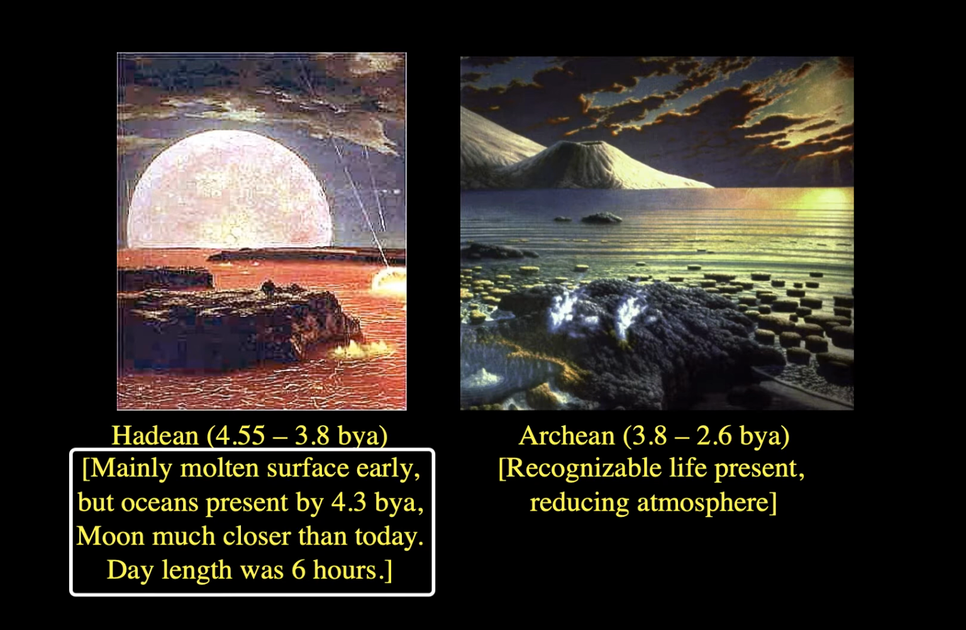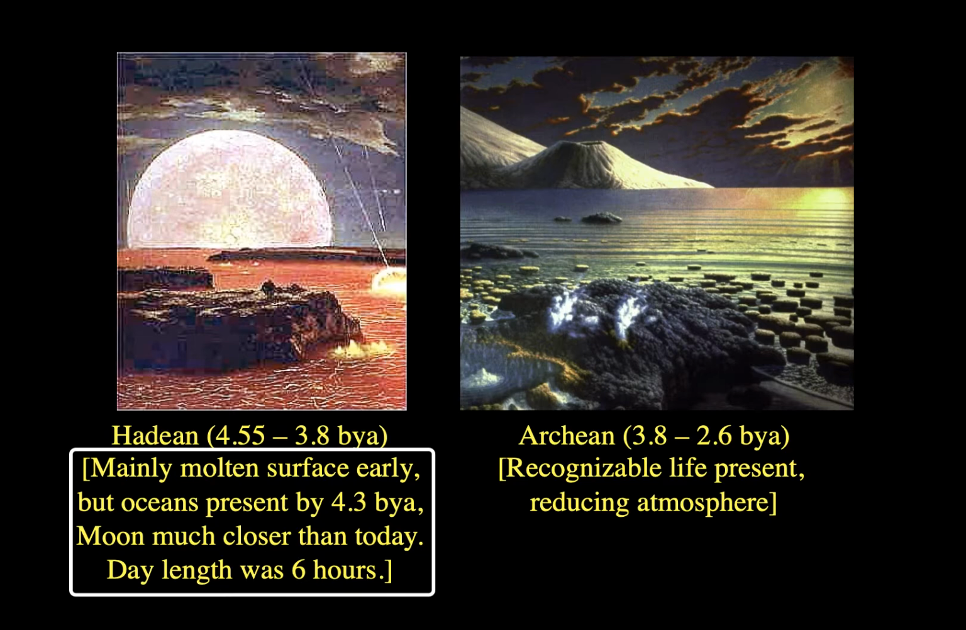Also, the day length was about 6 hours, because the Earth was spinning faster than it is today. Today it spins once every 24 point something hours. At that time, the day lengths were about 6 hours in length.